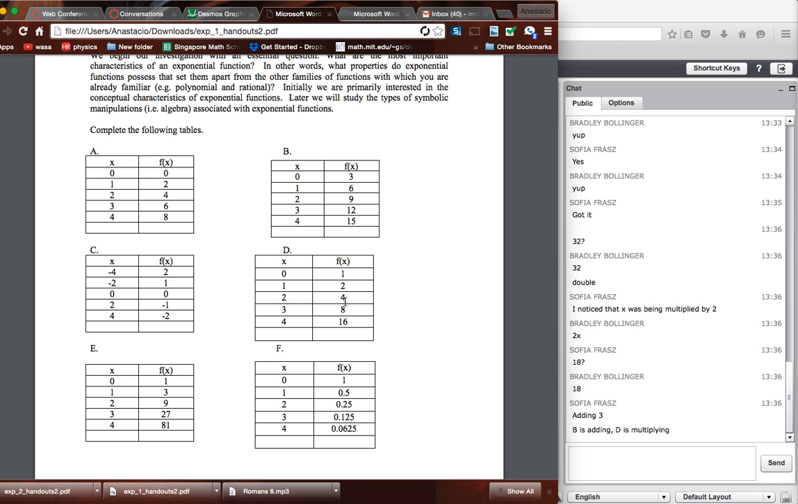So in order to get 4, I multiply the 2 times 2. In order to get to the 8, I multiply the 4 times 2. In order to get to the 16, I multiply the 8 times 2. Are we cool with that?